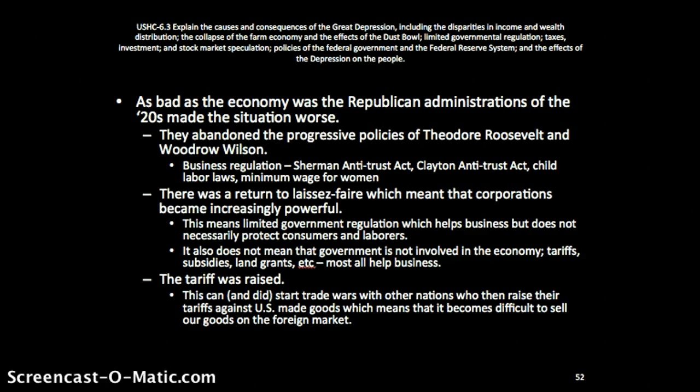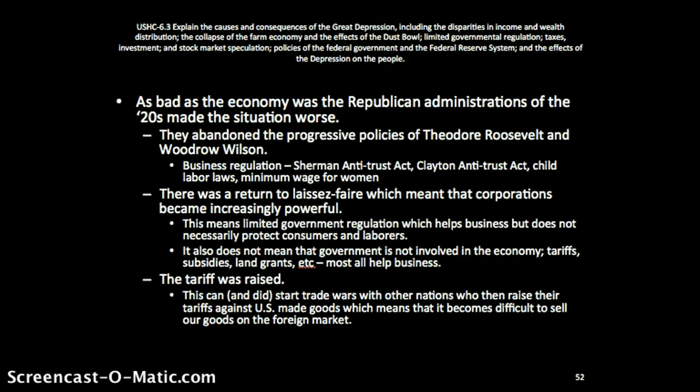The business owners were making more money, but the average everyday person wasn't making more money. And that can be a problem, because if the average person isn't making more money, then they're not spending more money, and that hurts the economy. It doesn't mean that the government was not involved in the economy, and they still had tariffs and subsidies and land grants, but most of those helped businesses as opposed to workers.